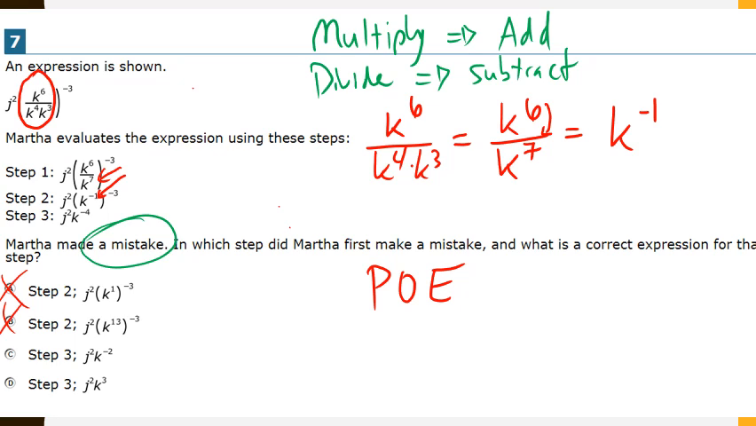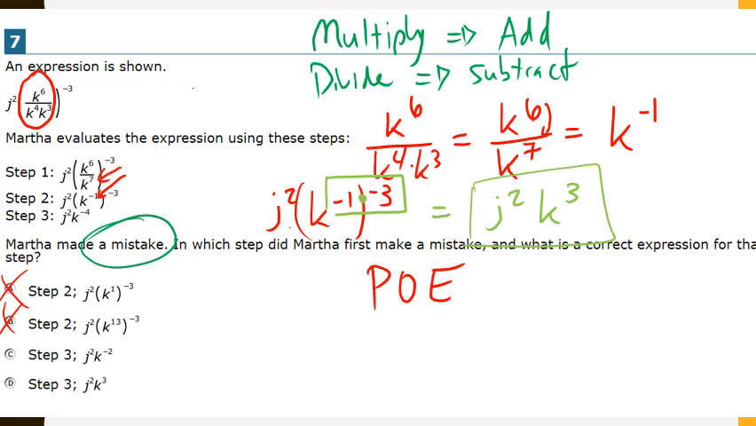So what I can see that she did here is she has j to the second, k to the negative first, all to the negative third power. Now this is where you need to understand one separate rule about exponents, is if you have a parenthesis separating them, you don't add or subtract them, you multiply. So what the final answer should have looked like is j to the second, k to the positive 3, because that's what negative 1 times negative 3 would give me. So the mistake was made in step number 3, and the correct answer should have been D here.